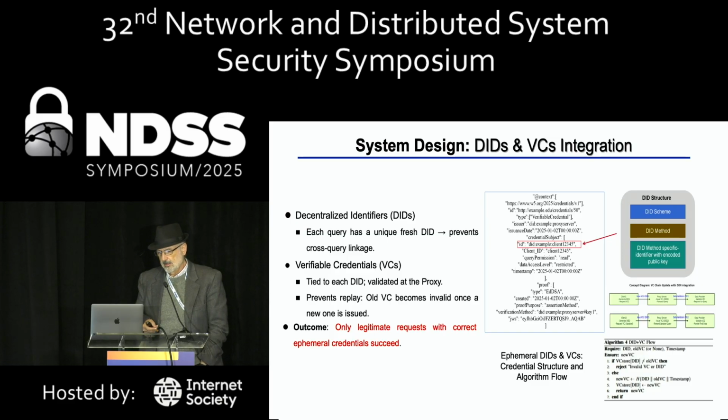And if you need somebody to really authorize you to do things, then we use verifiable credentials. So somebody signs that the ID you provide with the authorizations you have. And so we use this as a way to provide both privacy and strong security guarantees. So only legitimate requests with correct ephemeral credentials succeed through the system, and they don't leave many pointers of who did what.